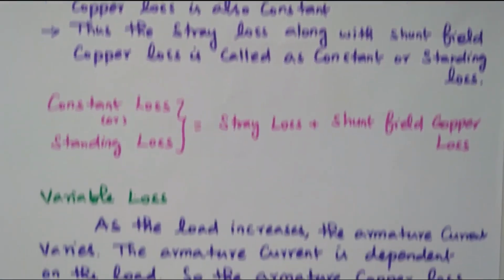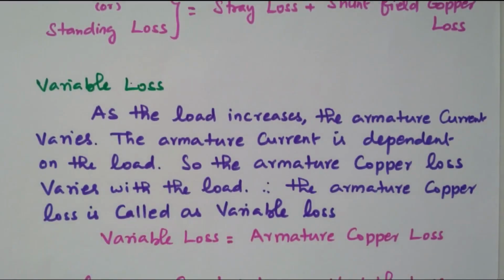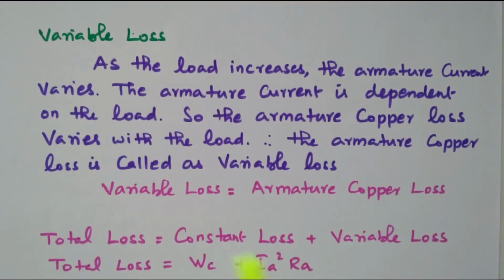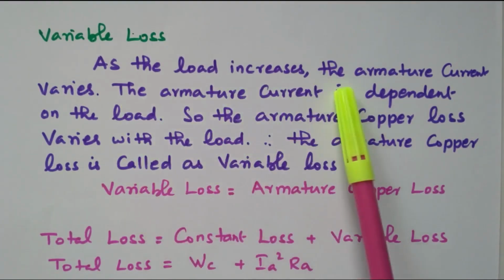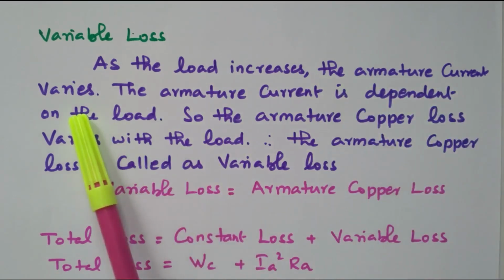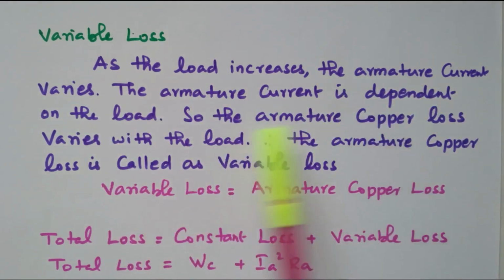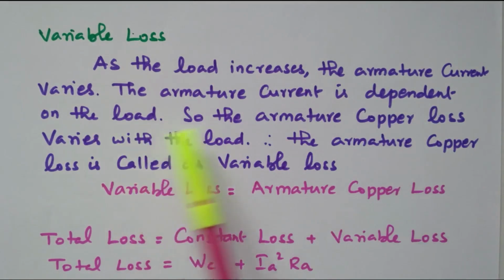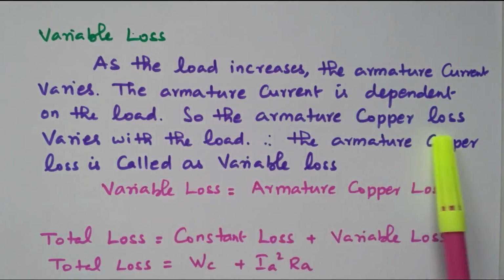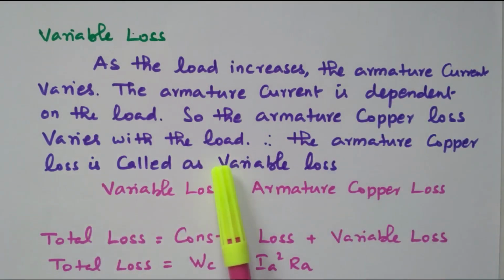Then we have variable loss available. Similar to the constant loss, we have variable loss. As the load increases, the armature current varies. The armature current is dependent on the load. So the armature copper loss varies with the load because of Ia square Ra. If armature current increases, the loss will also increase. So this depends upon the load. Therefore, armature copper loss is called a variable loss.